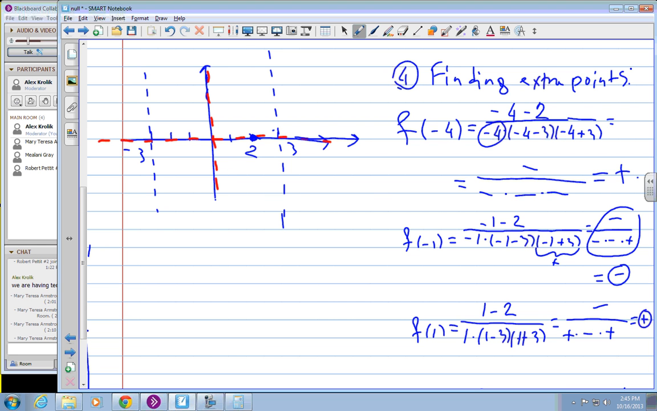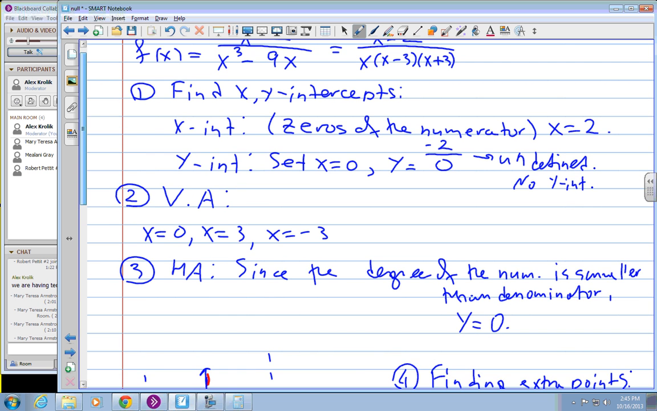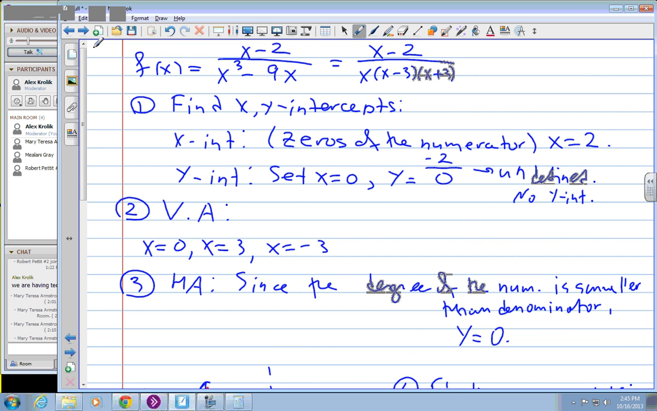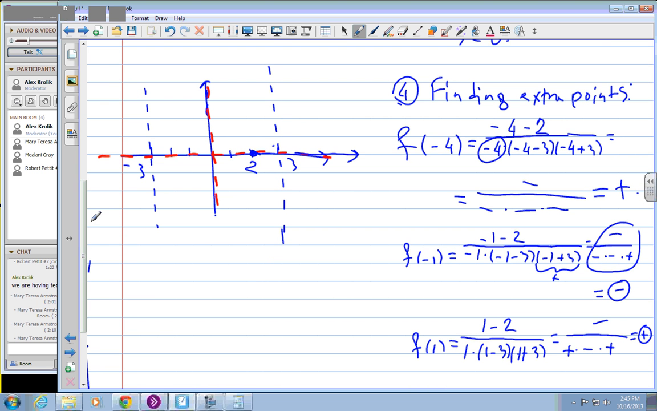So I'm going to take something really, really positive, 1004, doesn't matter. When I take a number that's really, really huge and plug it in for every x, I'll just get a positive result. So I know it's positive on this end. Then the multiplicity of this asymptote is odd, so it has to change the sign. So it changes from positive to negative. It has to change the sign.